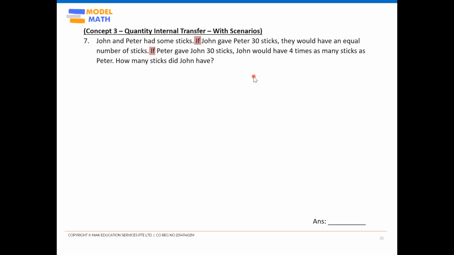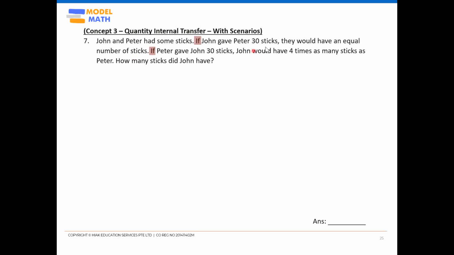Now, the thing is, how do we even know how to draw? Because we do not know who has more, who has less, right? Because the question didn't tell us that. So you need to dive a little deeper into this. When John gave Peter 30 sticks, they would end up with the same number of sticks. What does that tell you about the comparison between John and Peter at the beginning? Who should have more sticks in order for this to happen? This is something to think about.